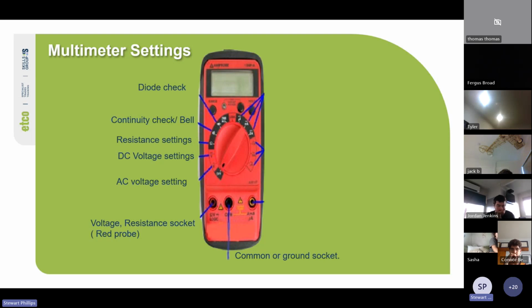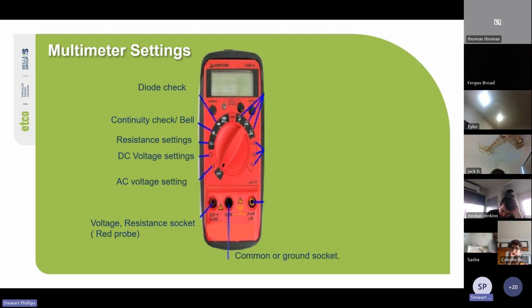So continuity. The continuity check or the bell, it does show resistance on the screen, but it's more to check that there is a continuity between the two. Whereas when you're checking for resistance, you're wanting to know what the resistance value is. Like a Fluke T5 and T6, the continuity and the resistance setting is the same thing. The bell is just automatically on. But sometimes you want to check the resistance and continuity without having the bell annoying you.